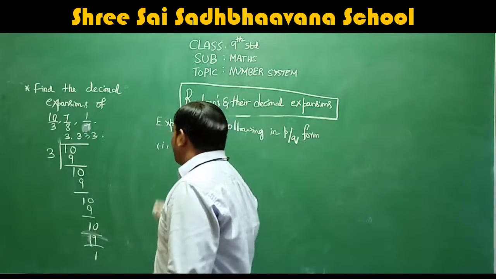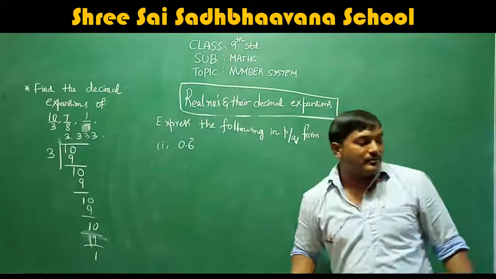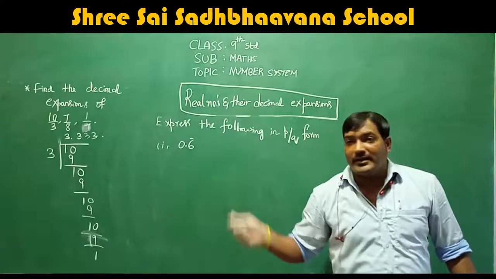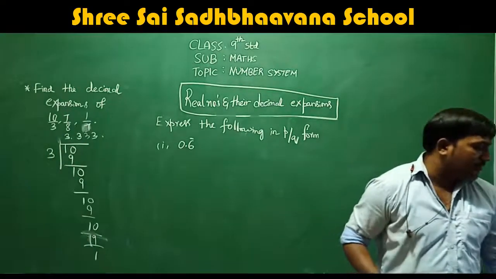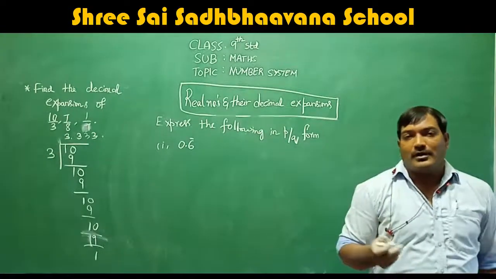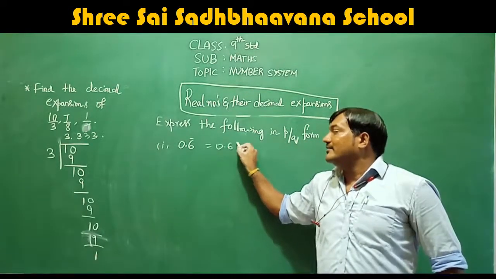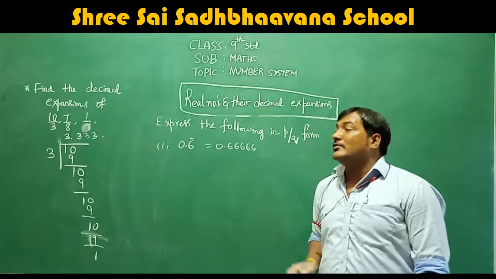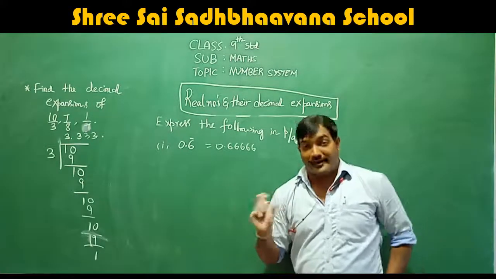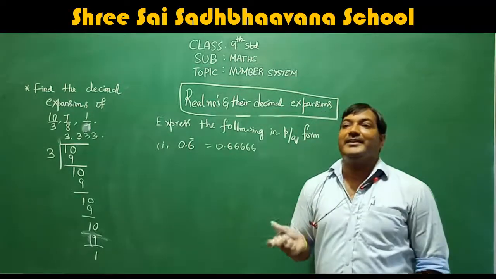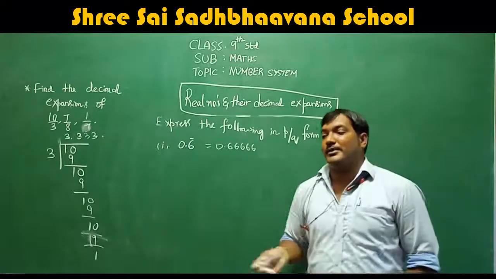0.6 bar. Bar in the sense, you just put a small line, like a hyphen, over the number 6. It means it is the same as 0.6666. So which kind of number is it? It is a repeating decimal. Correct? A repeating decimal expansion as well as a non-terminating decimal expansion.